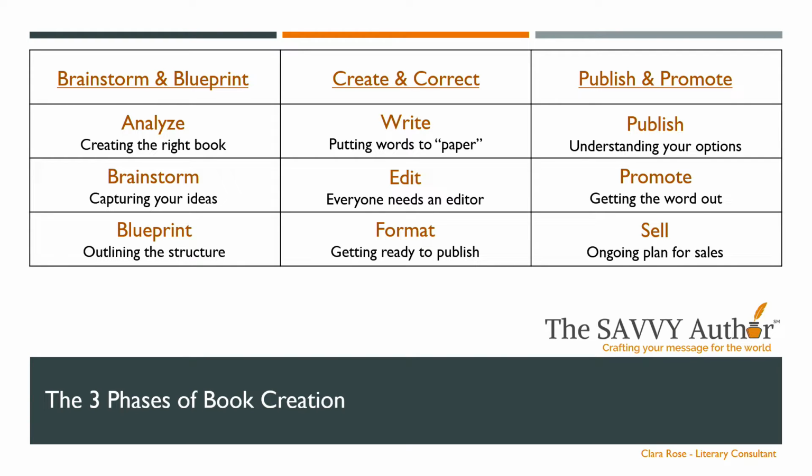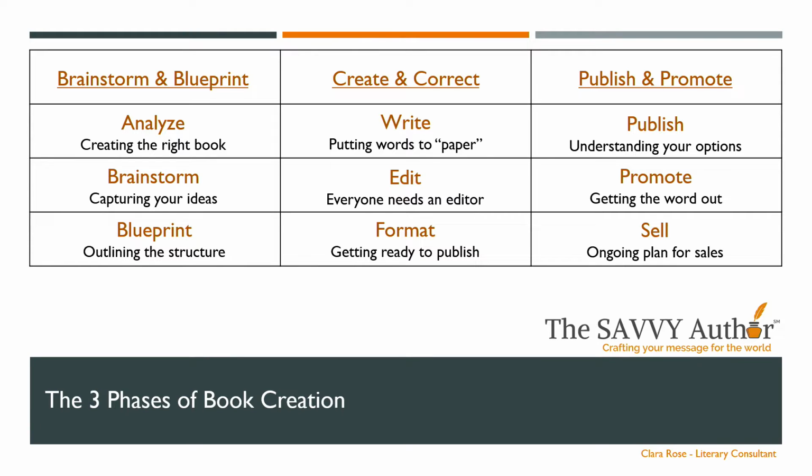And then phase two, of course, is create and correct. We have to start the writing process. So once we have our blueprint to follow, we start to put words onto paper. And then, of course, everybody needs an editor, so we need to do some editing. We do some self-editing, of course, and then finding an editor to actually do professional editing for us. And then formatting, because we have to get our book ready to publish. Sometimes your editor will do this for you, and sometimes you have to hire a separate professional for that. Depends on how you're actually publishing your book, of course.